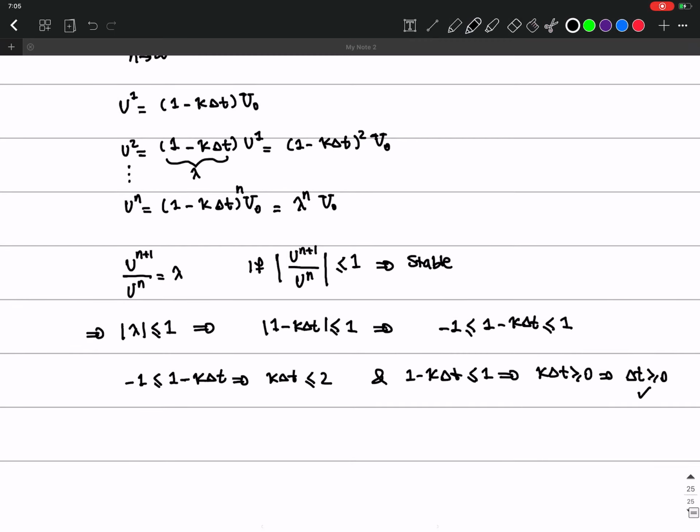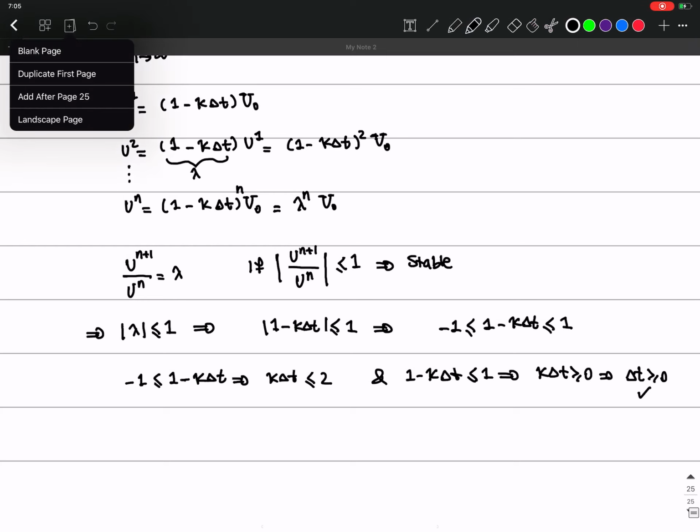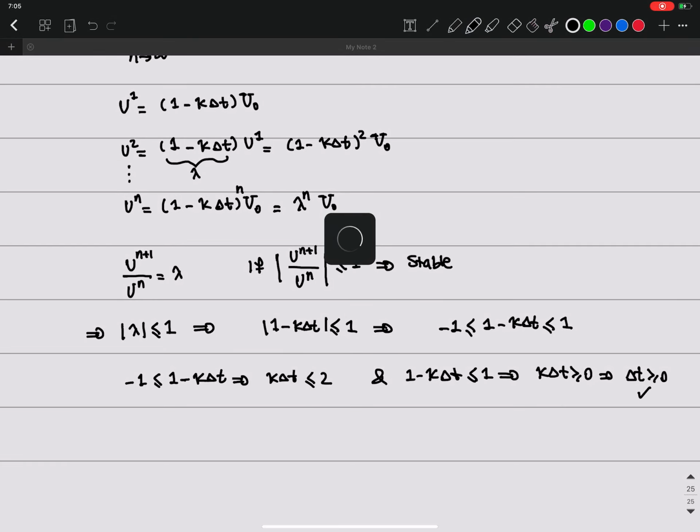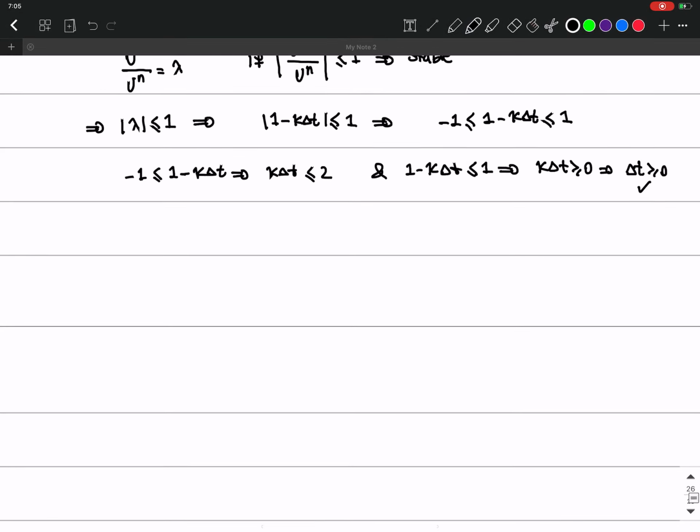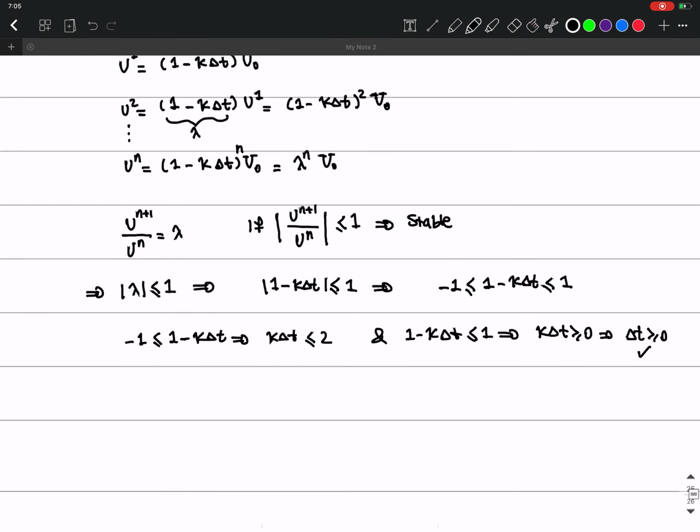So the stability criteria here that we found is interesting, and it means that if and only if kappa delta t is smaller or equal to 2, then we will have a stable condition. Otherwise, we will have an unstable condition. Okay, so let me write this down.